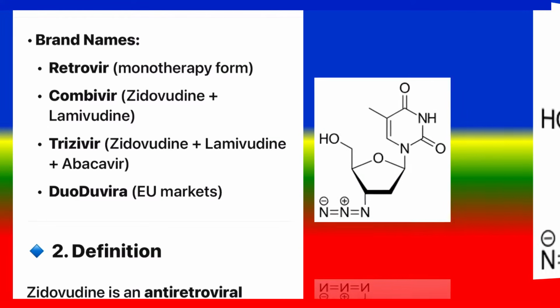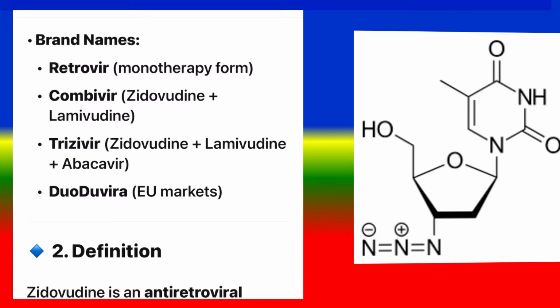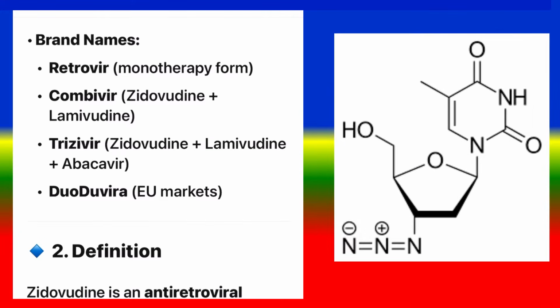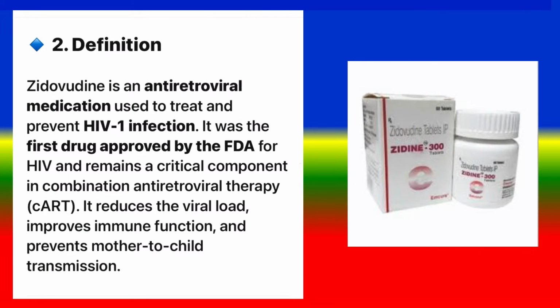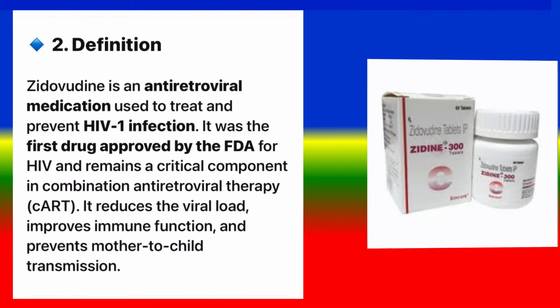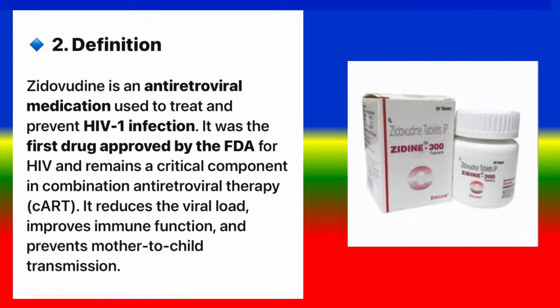Brand names: Retrovir, monotherapy form. Combivir, Zidovudine plus lamivudine. Trizavir, Zidovudine plus lamivudine plus abacavir. EU markets. 2. Definition. Zidovudine is an antiretroviral medication used to treat and prevent HIV-1 infection.